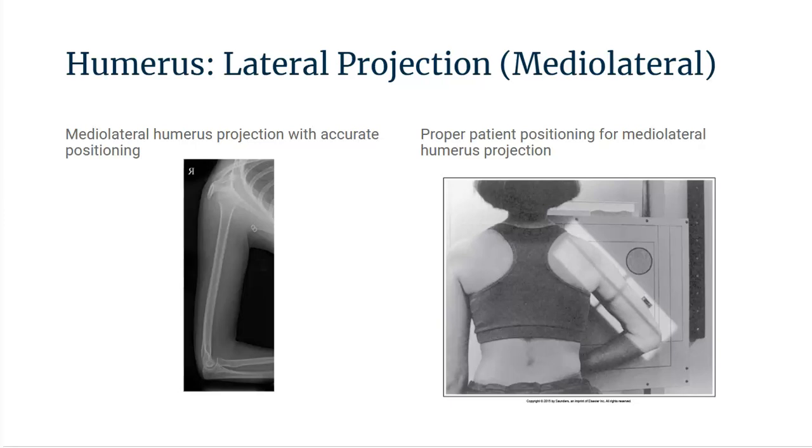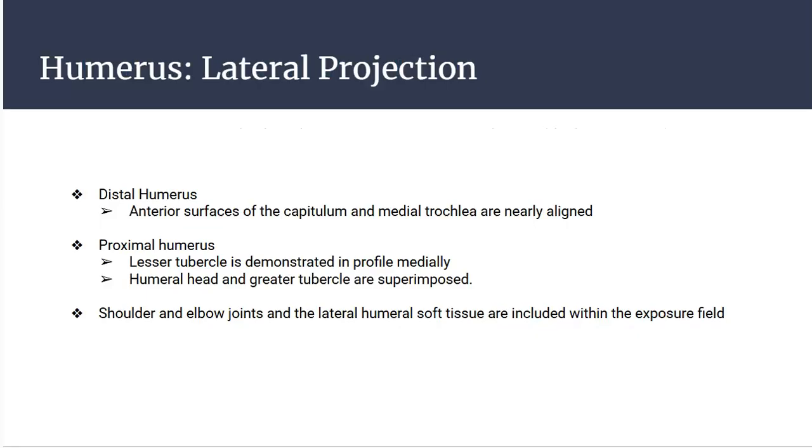The humerus should be at the midpoint or the center of the exposure field. The shoulder and elbow joints and the lateral humeral soft tissue should all be included within the exposure field. Here are those image analysis guidelines for your review.